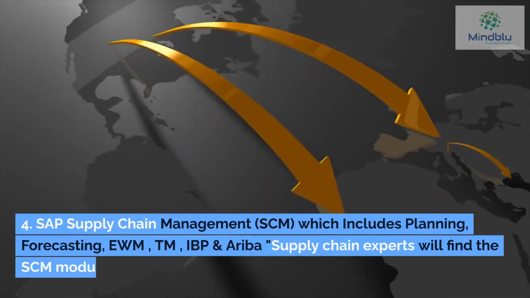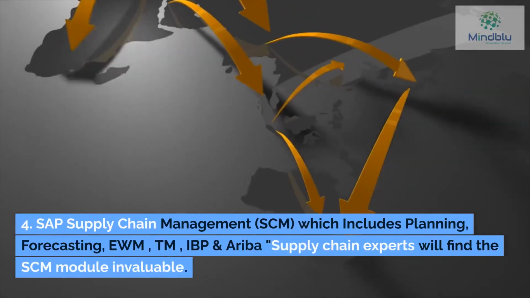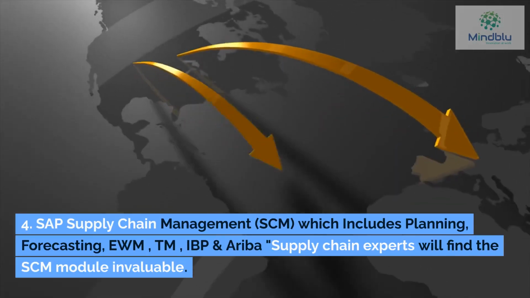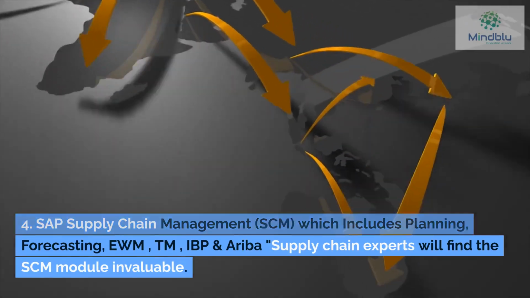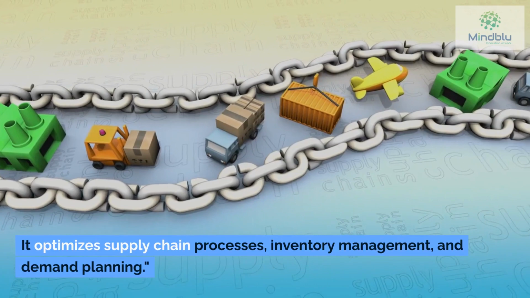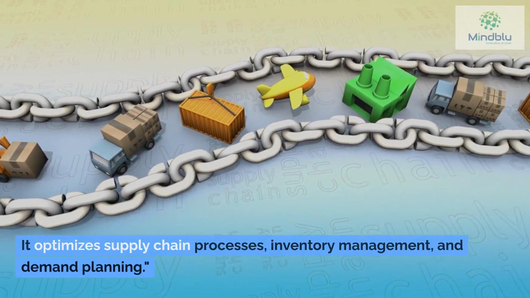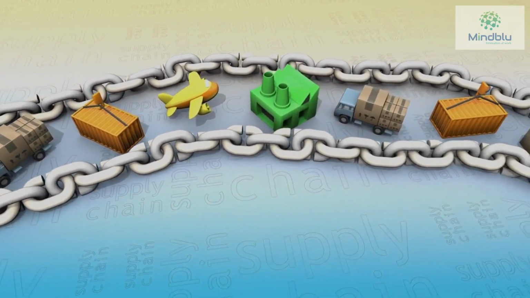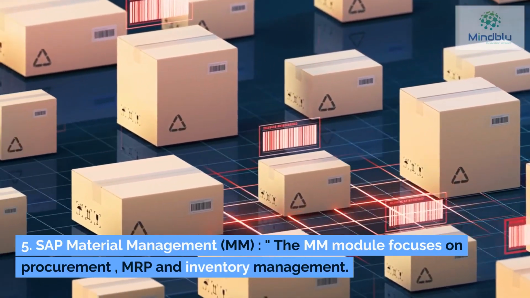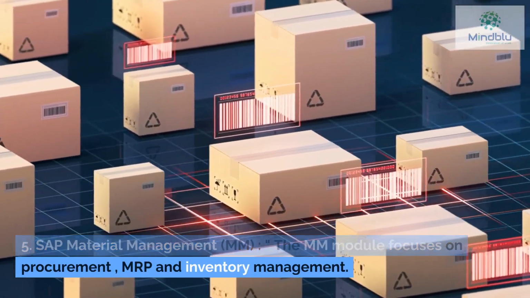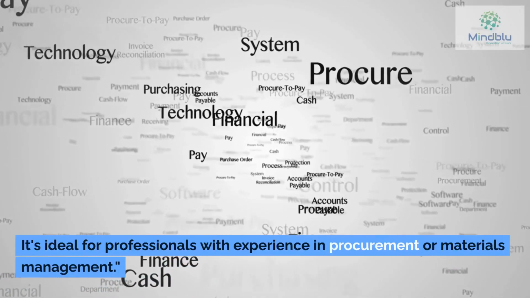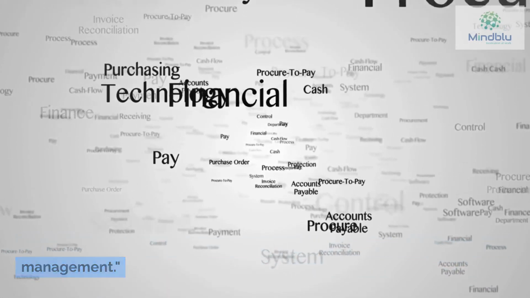4. SAP Supply Chain Management, SCM, which includes planning, forecasting, EWM, TM, IBP and ARIBA. Supply chain experts will find the SCM module invaluable. It optimizes supply chain processes, inventory management, and demand planning. 5. SAP Material Management, MM. The MM module focuses on procurement, MRP and inventory management. It's ideal for professionals with experience in procurement or materials management.